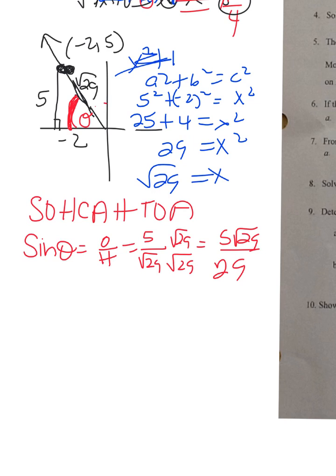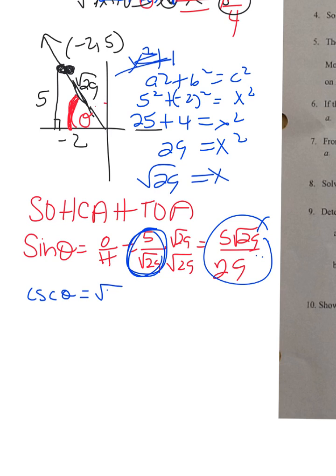Okay, now let's go to the reciprocal of sine. The reciprocal of sine is cosecant theta. So cosecant theta is the flip of sine theta. So I'm just going to take this guy and flip it. No need to go to this one over here. Right? I don't want to go from here because then I'm going to have to rationalize again. Go from here and then you won't have to rationalize. So flip it and I get the square root of 29 over 5.